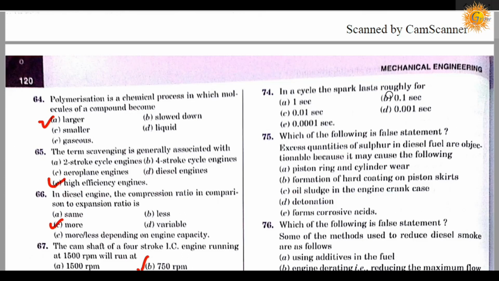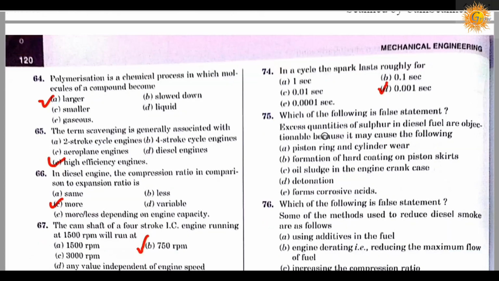In a cycle, the spark lasts roughly for option A 1 second, option B 0.1 second, option C 0.01 second, option D 0.001 second, option E 0.0001 second. So the correct answer is D. It will be 0.001 second.